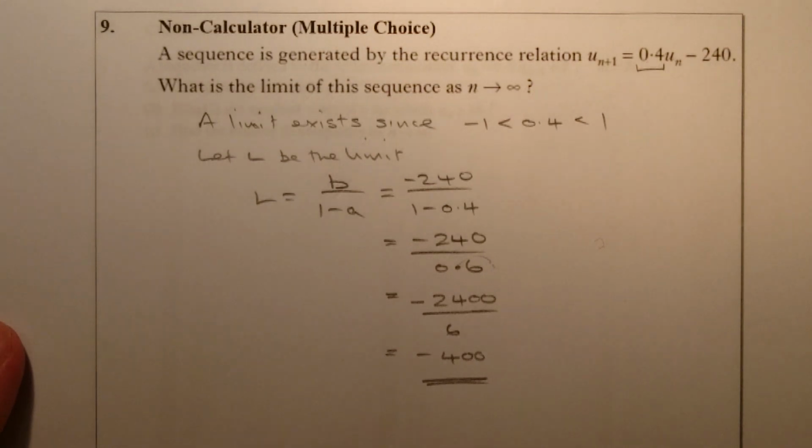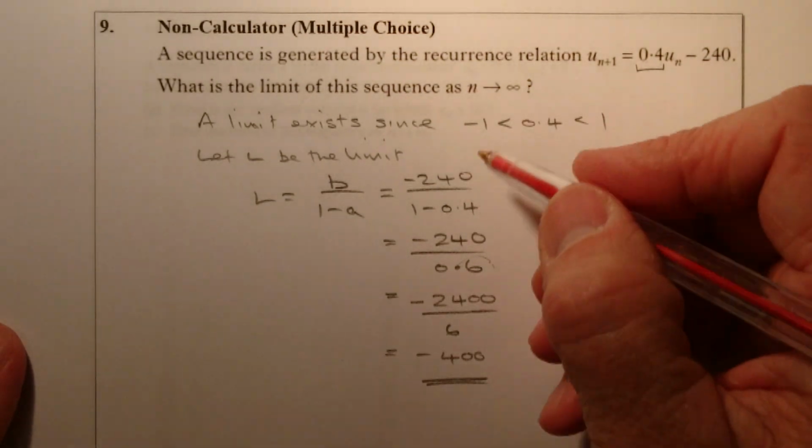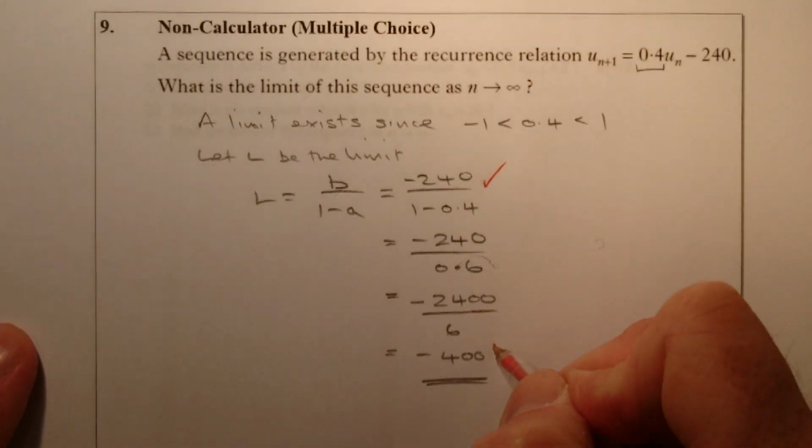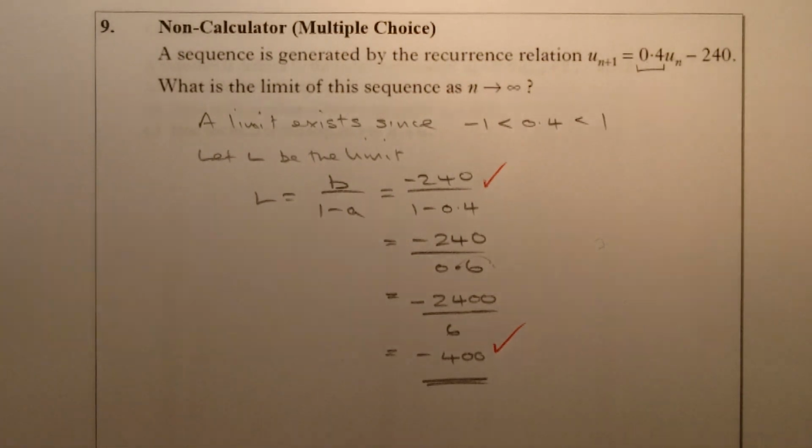Okay, marks for this one here. Let's go for 1 mark for substituting correctly into an equation, for the limit, a correct equation, and 1 for calculating the limit. So again, just 2 marks for that question there.